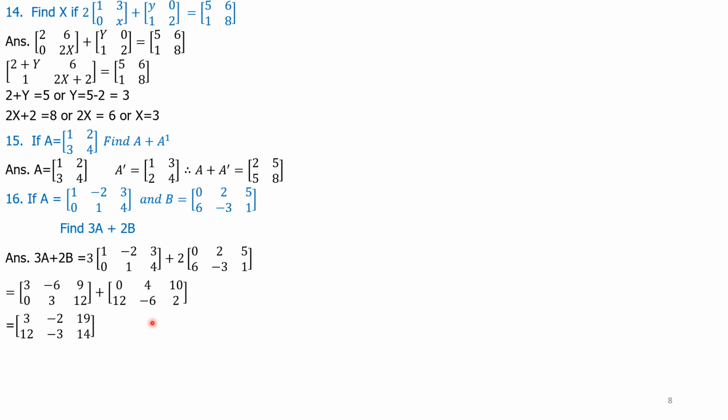Here we add 3 plus 0 is 3. Minus 6 plus 4 is minus 2. 9 plus 10 is 19. 0 plus 12 is 12. 3 minus 6 is minus 3. 12 plus 2 is 14. This is the answer of 3A plus 2B of the given matrices.